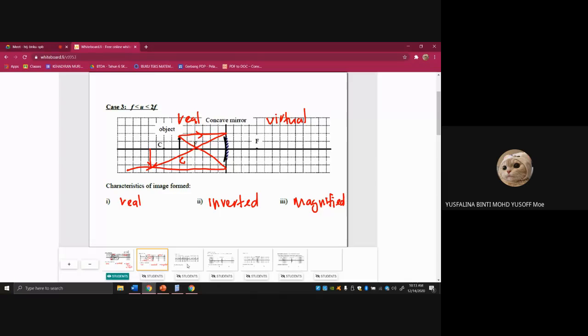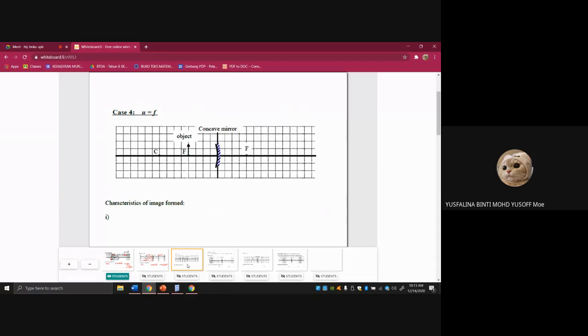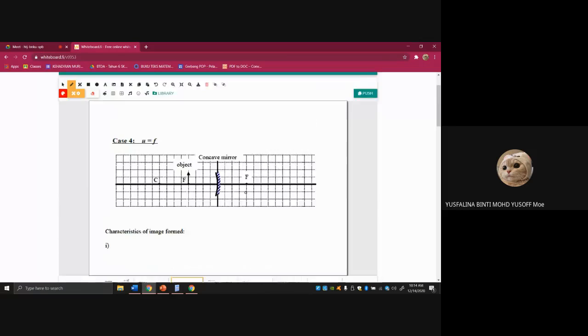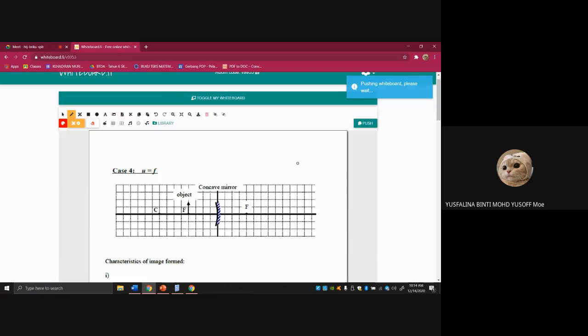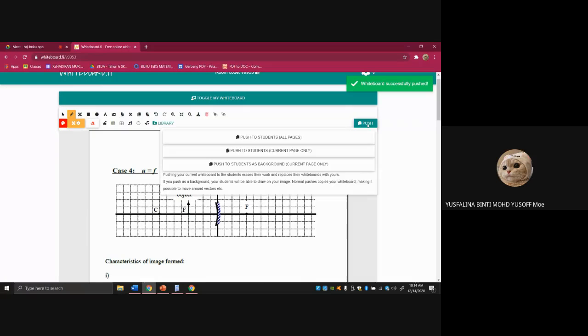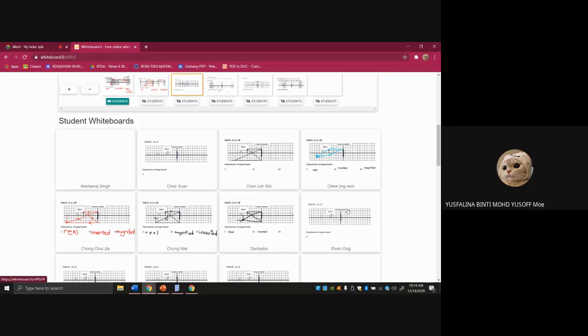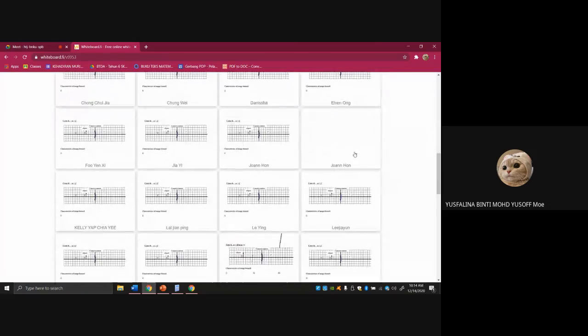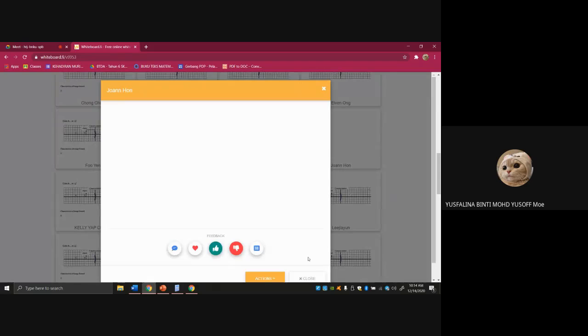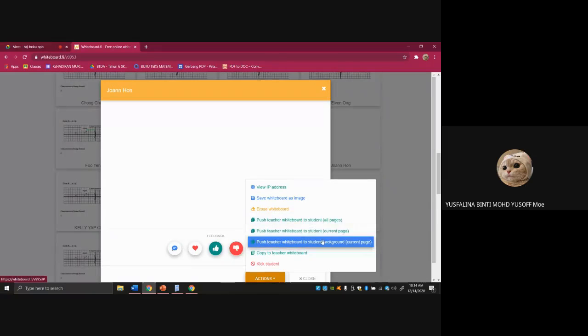So the next one, case number 4, is when U is equal to F, when the object is at the focal point here. So how do you want to draw? Okay, wait, I push the... Try to draw it first. Focus. I will try to push it.